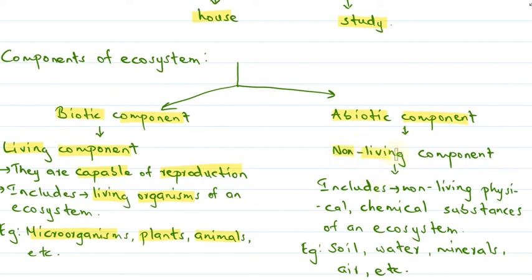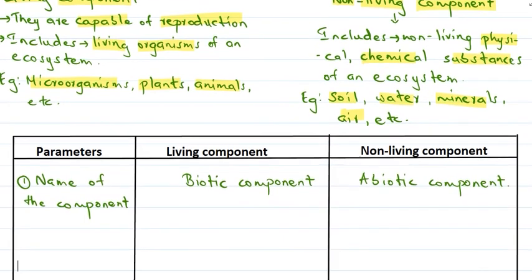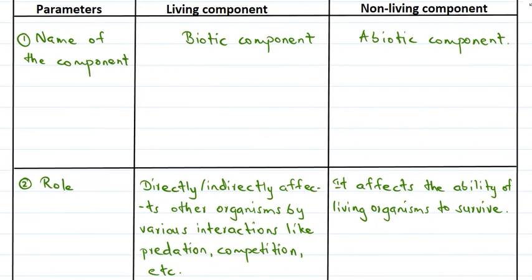Then, under the abiotic component, the non-living things are included. So it is the non-living component of the ecosystem. It includes the non-living physical and chemical substances of an ecosystem, for example soil, water, minerals, air, etc. Then we studied the difference between the living component and the non-living component of the ecosystem. The first parameter that we considered was the name of the component. The living component is also known as the biotic component and the non-living component is also known as the abiotic component.